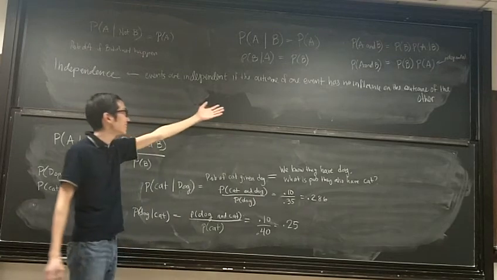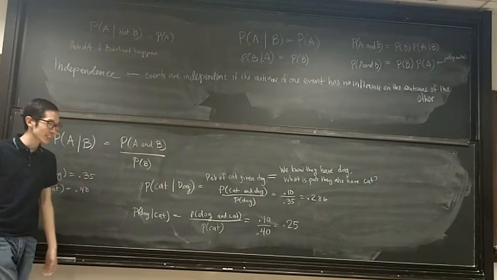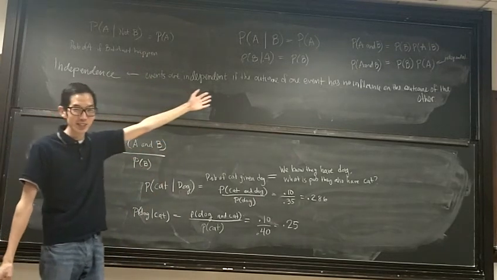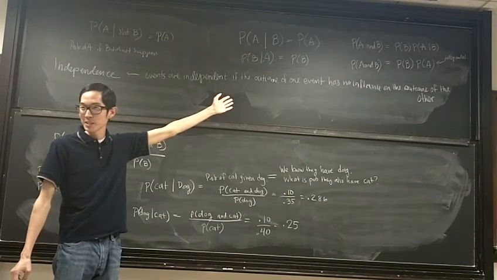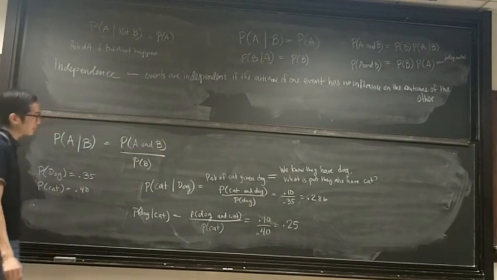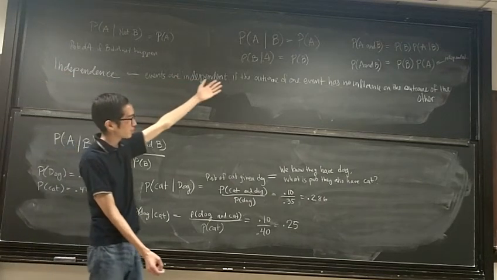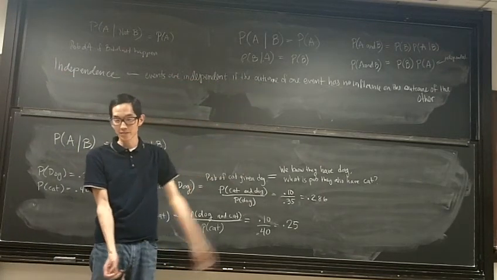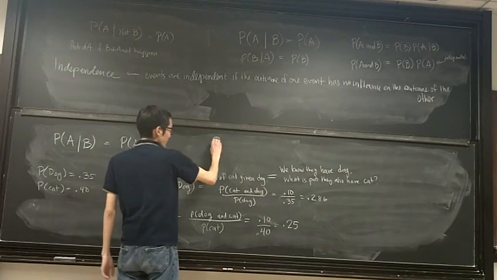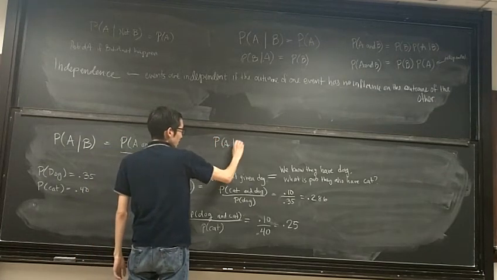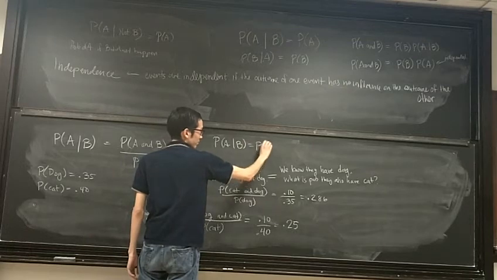They have no influence on the other. Events are independent if the outcome of one event has no influence on the other. I gave you a whole host of equations up here that are true if they're independent. So let's just look at one of them. Probability of A given B is equal to the probability of A. So if they're independent, then this is going to be true.